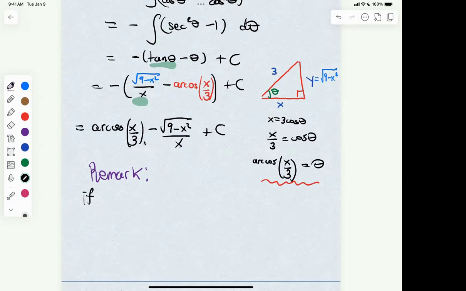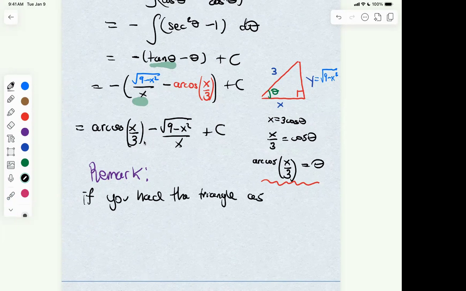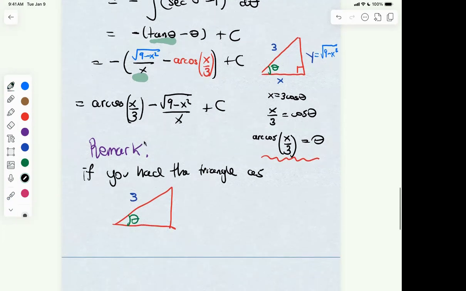What happens if you had drawn the triangle slightly different, right? In this case, it was kind of clear that I wanted X to be the horizontal side. But what if someone had said, let's call X the vertical side? That cannot be the end of the world. And then let's call Y the horizontal side.